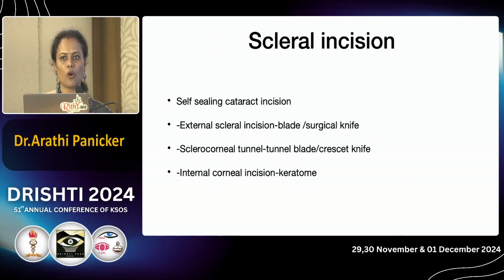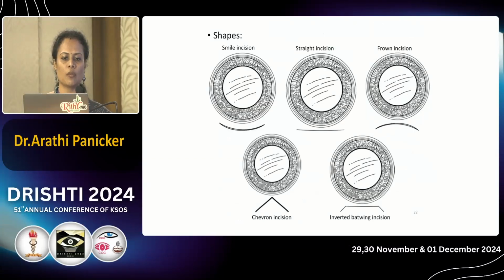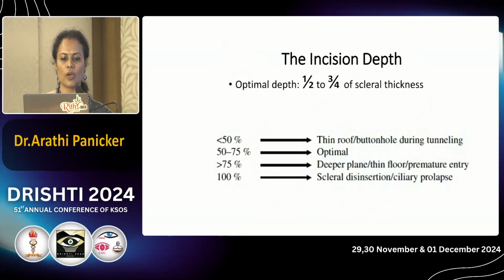Next is a main important step of SICS cataract surgery, that is the self-sealing cataract incision. The external scleral incision is made with the help of a surgical knife or blade. The tunnel is made with a crescent knife and the internal incision with a keratome. The external incision should be 1 to 2 mm posterior to the limbus. This can be in various shapes like smile, straight, frown, chevron, and inverted batwing incision.